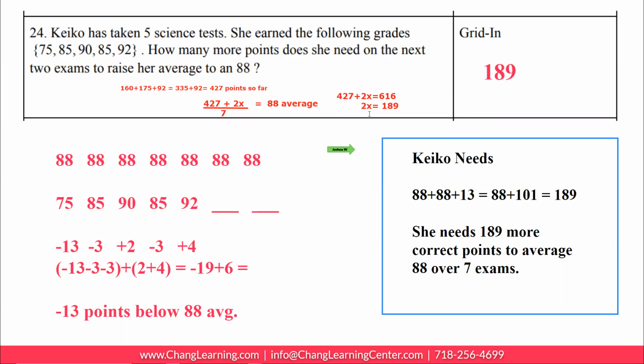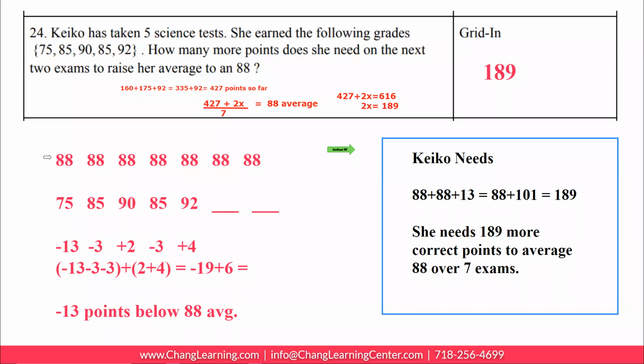If we divide by 2, that would be the average that she has to get on each. But the total number of points for the 2 exams is what we need, so we would stop there. That's the number of points that she needs. The correct answer is 189.